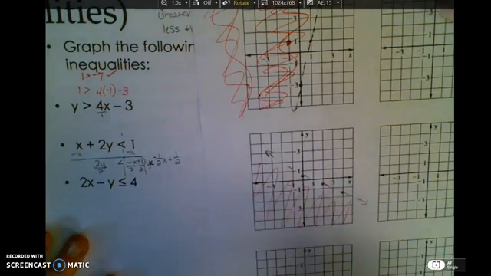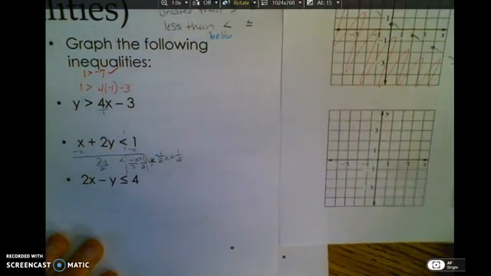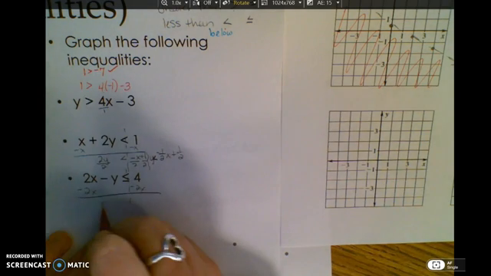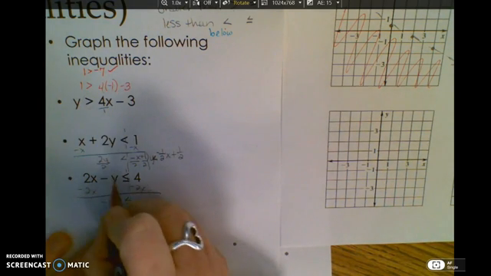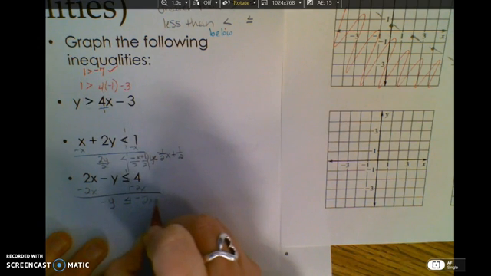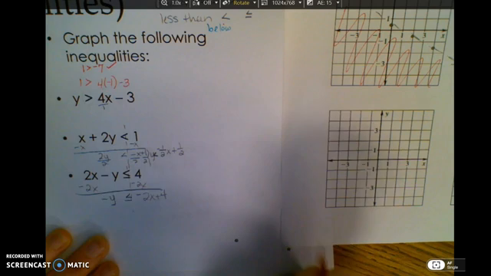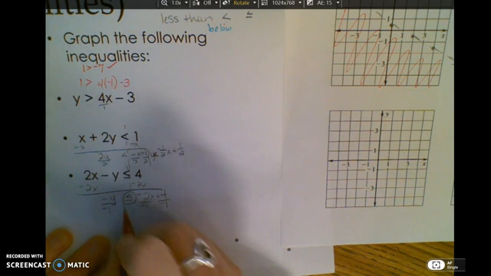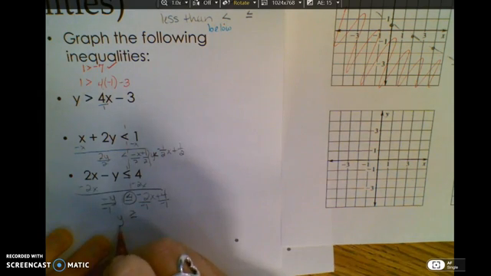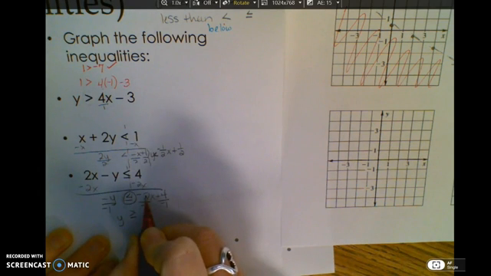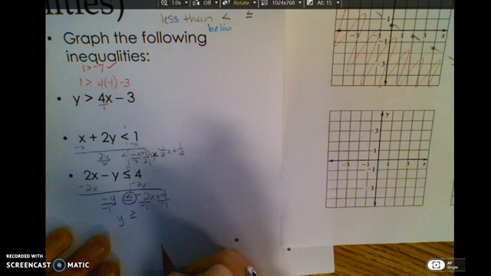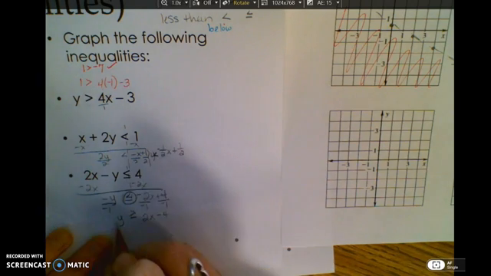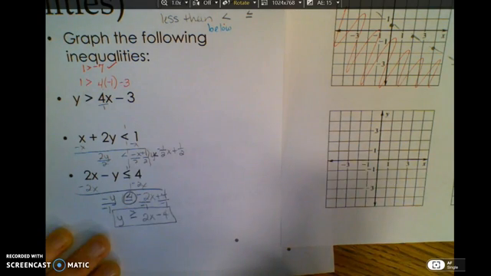Now this problem is also not in slope-intercept form. So first thing I'm going to do is subtract 2x. So I've got -y. Make sure you bring down the symbol, that is with the y. -2x plus 4. Then I have to divide by a -1, and you must flip this symbol. When you divide by a negative, this changes its sign, this changes its sign, this sign has to change. Negative divided by negative is a positive. 4 divided by -1 is -4. This is what I'm going to graph.